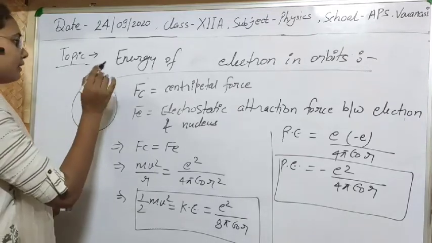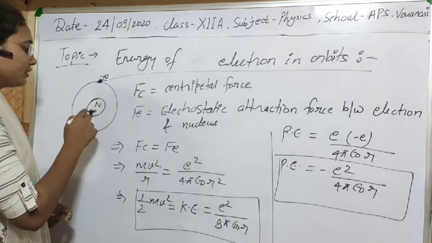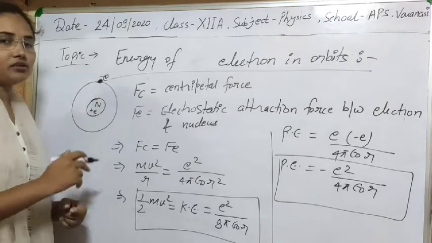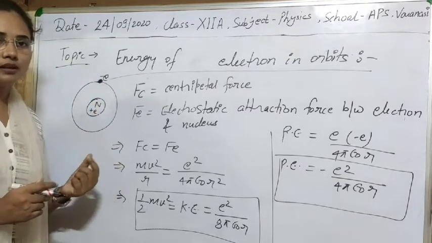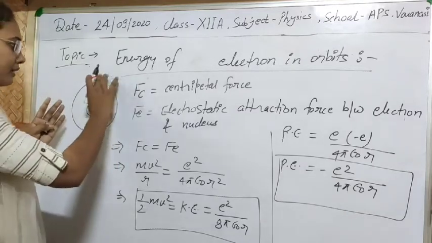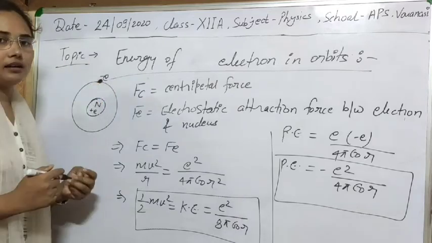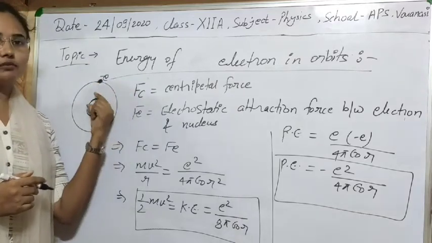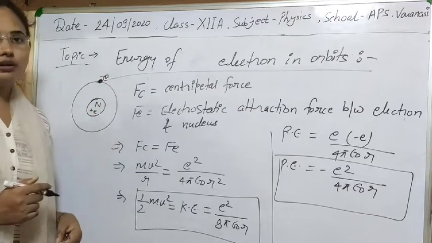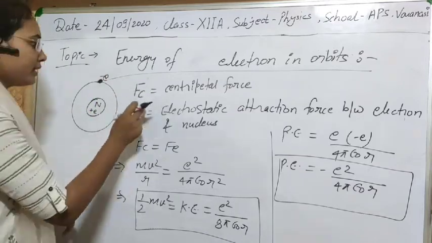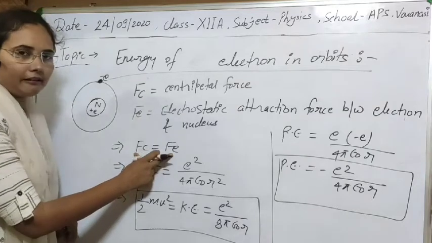The electron has negative charge and the nucleus has positive charge, so there will be an electrostatic attraction between the electron and the protons of the nucleus. This attractive force will provide the required centripetal force to maintain the electron's circular orbit. So it means that Fc will be equal to Fe.